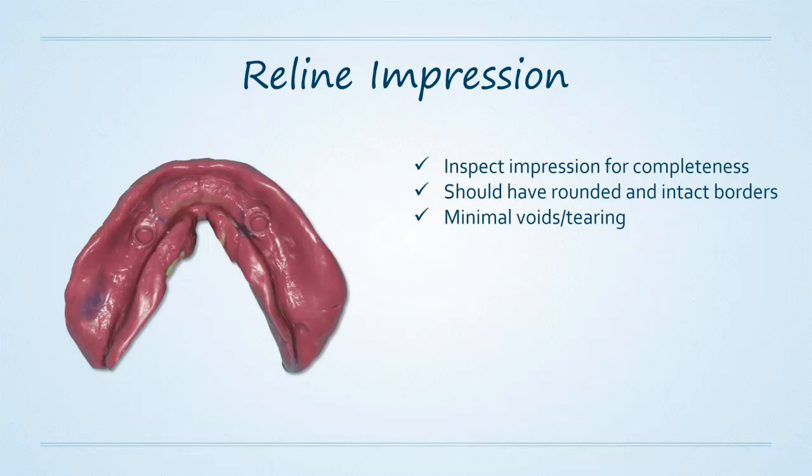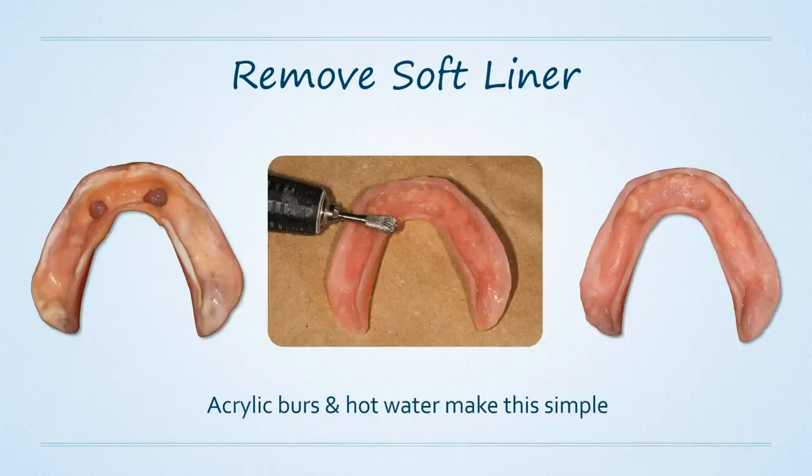A reline impression is essentially just what you see here. I take the patient's denture. It's a shell of what used to be there on the tissue surface. The tooth surface is not changing, meaning I'm not going to modify my teeth. I'm not going to cut back my teeth. I'm going to do what's called a closed mouth reline or rebase impression.